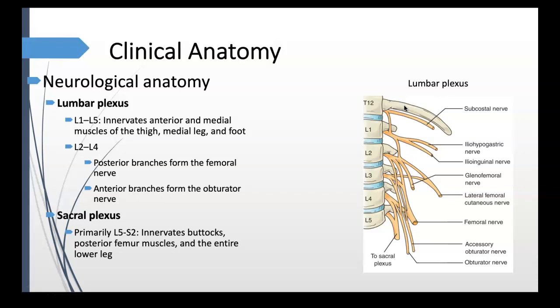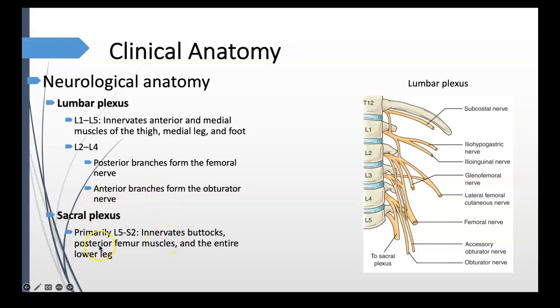So L1 through L5 is going to innervate the anterior medial muscles of the thigh, the medial leg, and the foot. And you have the branches of L2 through L4, which will branch from the femoral nerve or the obturator nerve, depending on if it's the posterior branches or the anterior branches.